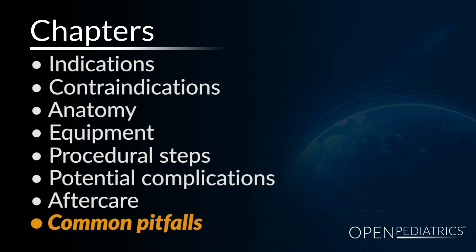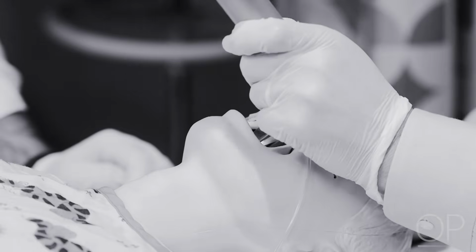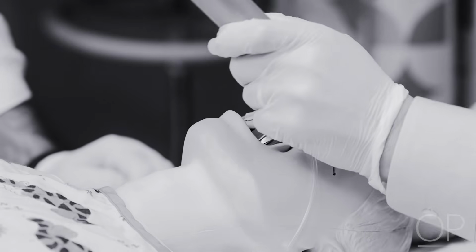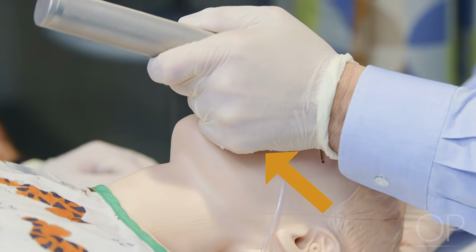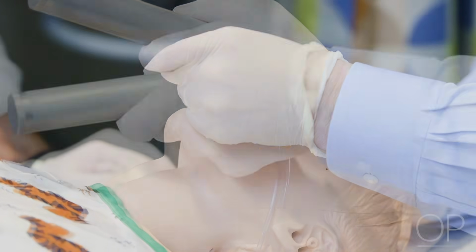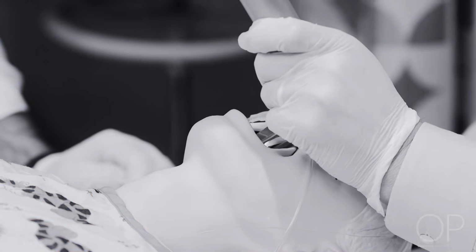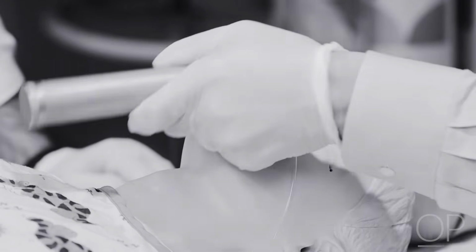Common pitfalls. A number of common issues and pitfalls are encountered during tracheal intubation. Rocking back on the laryngoscope blade. To avoid this, the provider performing the intubation should concentrate on lifting and not rocking the laryngoscope to obtain a view of the glottic opening.